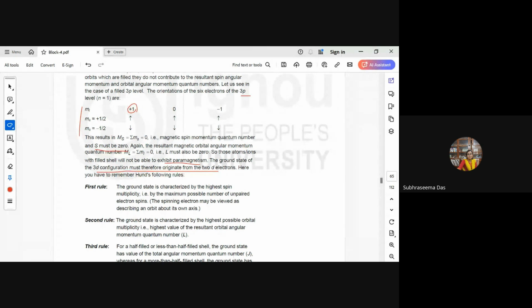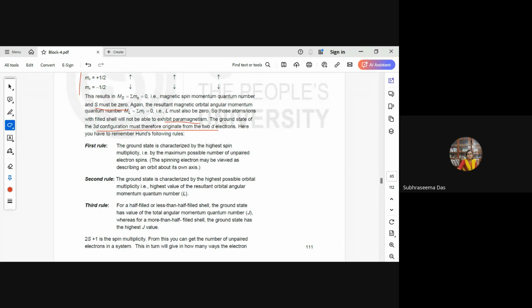Thus, while writing this configuration, we have to follow Hund's rules. First, the ground state is characterized by the highest spin multiplicity, that is the maximum possible number of unpaired electron spins. Second, the ground state is characterized by the highest possible orbital multiplicity, that is the highest value of the resultant orbital quantum number. The third rule is that for a half filled or less than half filled shell, the ground state has the lowest value of J, and for more than half filled, the ground state has the highest value of J.